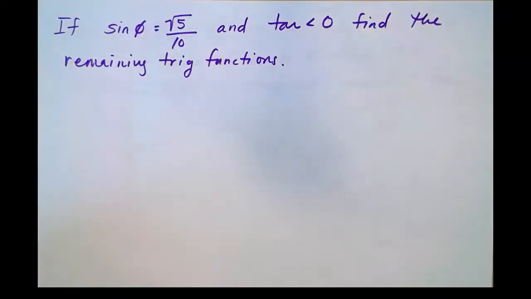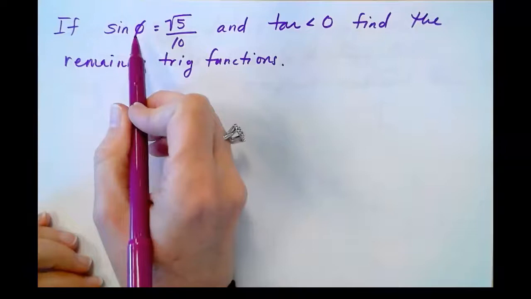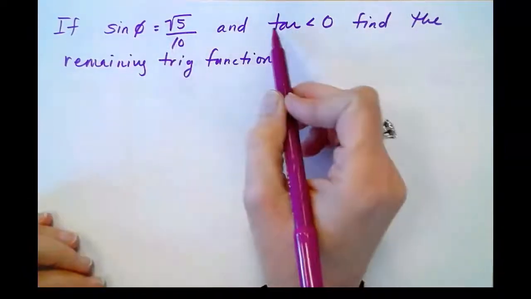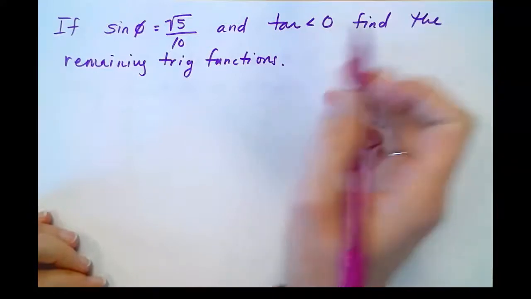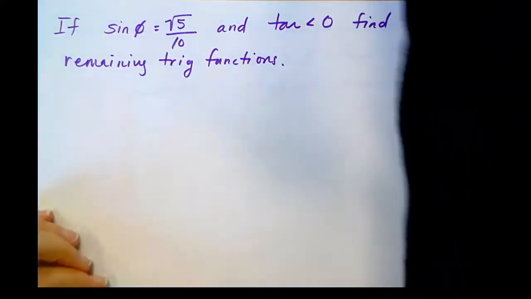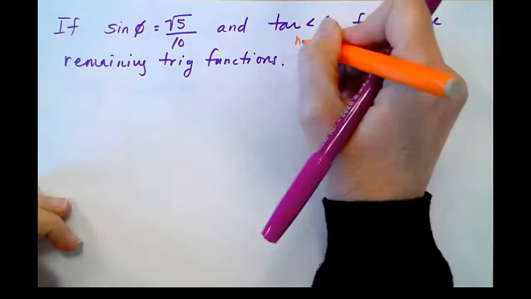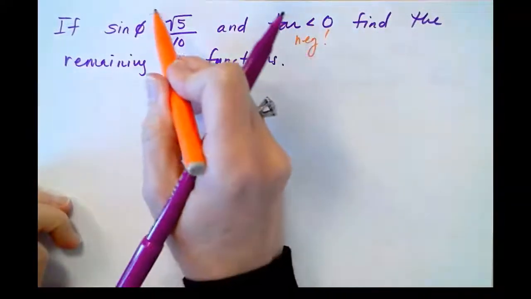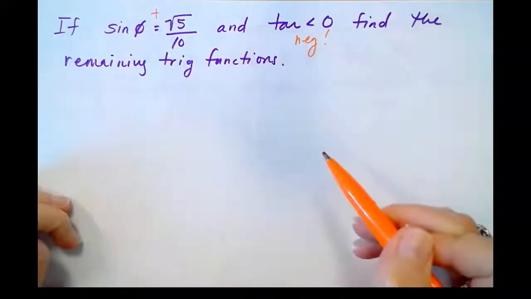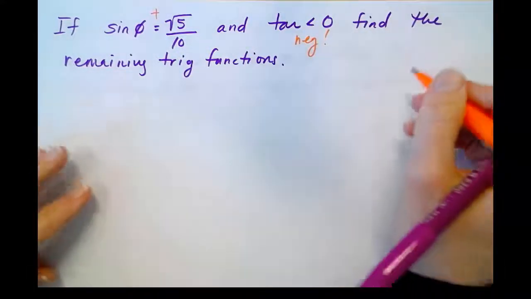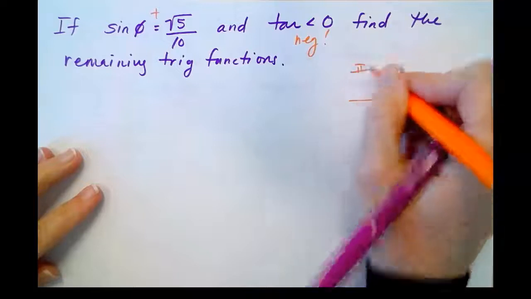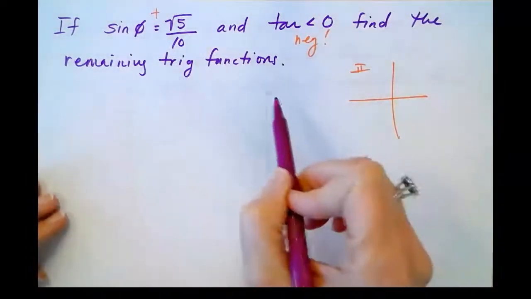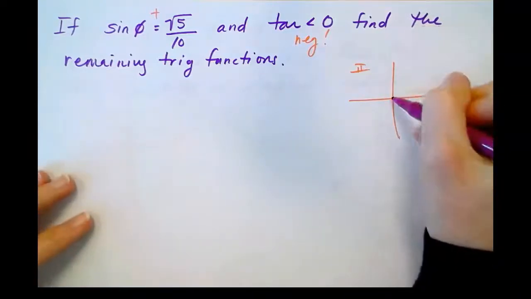If the sine of theta is equal to root 5 over 10 and tangent is less than 0, meaning that it is negative, where is the sine positive and the tangent negative? That must be in quadrant 2. So we will draw the diagram and then find the remaining trig functions.